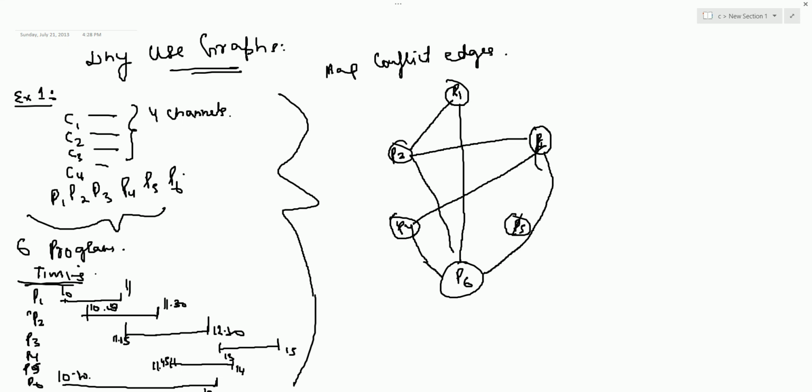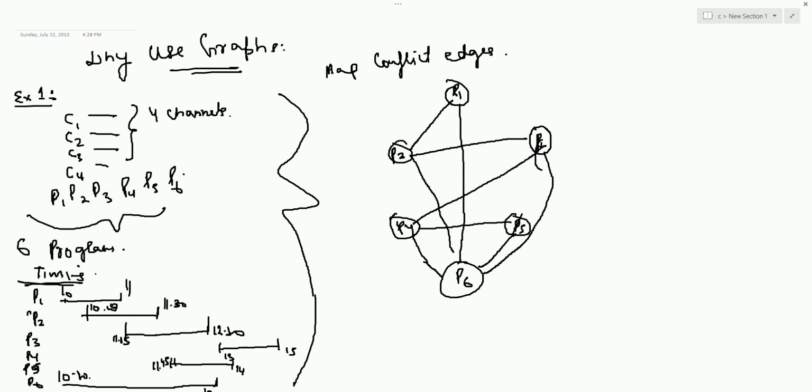Okay, and P5 has a conflict with P6. Okay, and also with P4, also a conflict with P4. So you get the graph like this.